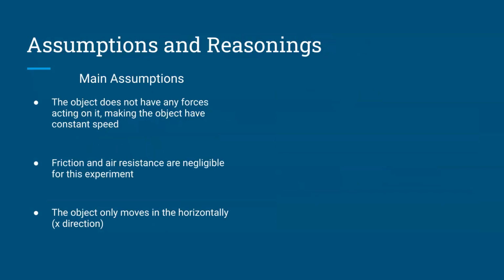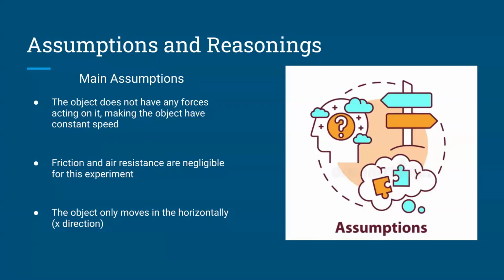Now, we must cover some important assumptions in the experiment, and one of them is that the object does not experience any net force on it in order to ensure that the object continues to have a constant velocity. This basically means that we will not be considering friction and air resistance on the object, since those forces would affect the object's speed in the computational model. Finally, we assume that the object only moves in the horizontal direction, and more specifically to the right in the positive x direction.